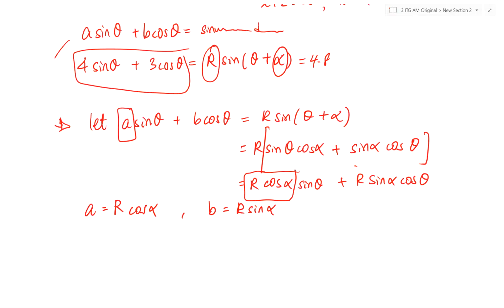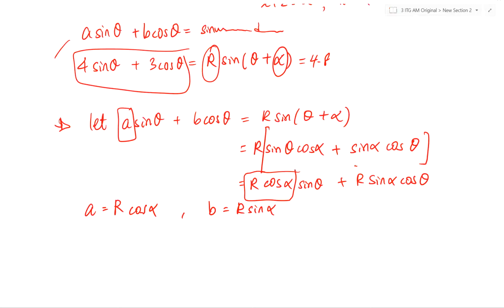So now I have the relationship: a is r cosine alpha, b is r sine alpha. What do you think I should do with both of them? What can I do with all of them? Sub in the value for a. I want a general one. Okay, you can choose to sub in values right now. a is equal to 4, b is equal to 3, and then you evaluate. Find the angle alpha.